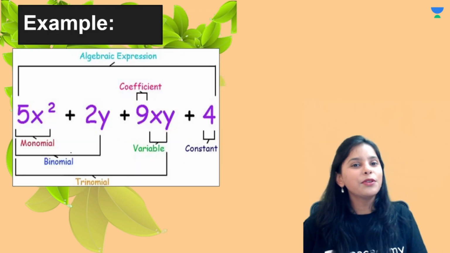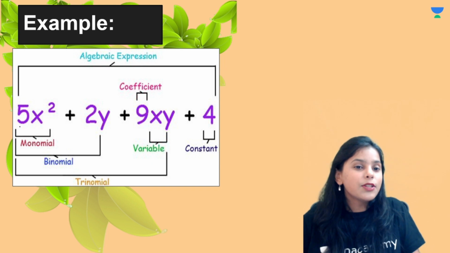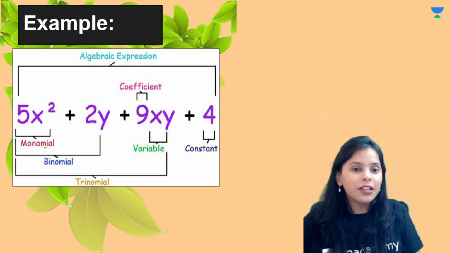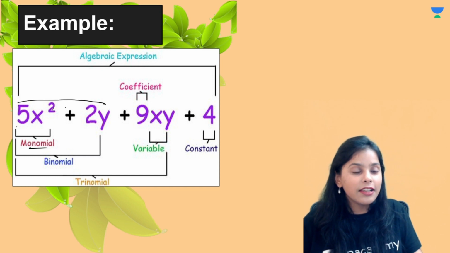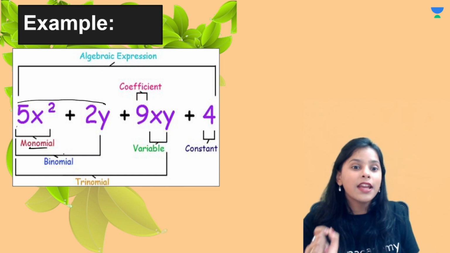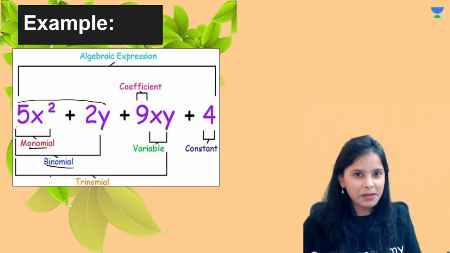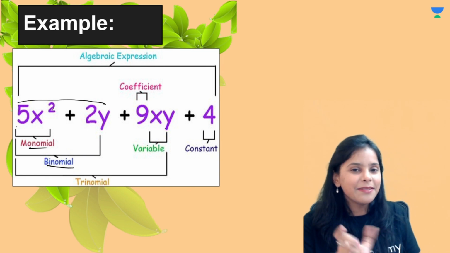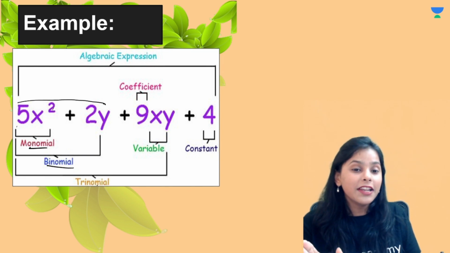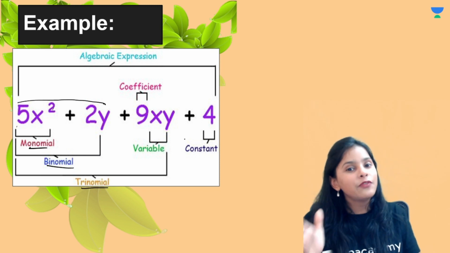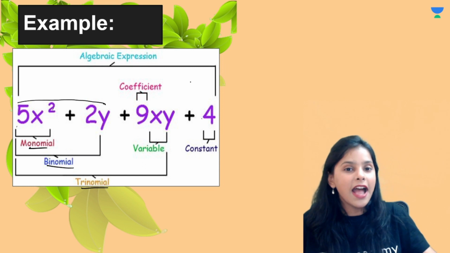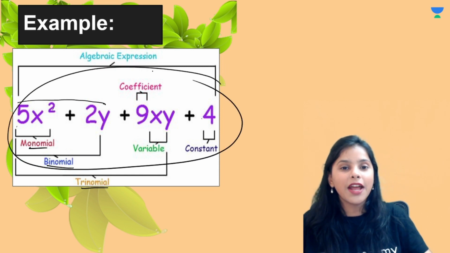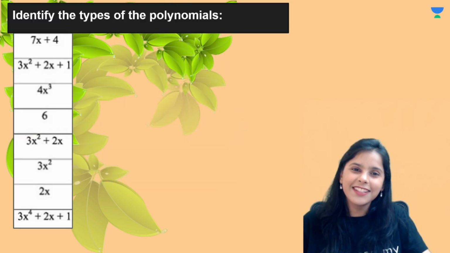So here you have a beautiful example. If we talk about only 5x square, you call it monomial. If we take into consideration till here 5x square plus 2y, you call it binomial. But if you consider the three terms till 9xy, you call it trinomial. And when you consider this 4, it is known as polynomial. And as a whole, it is known as algebraic expression.